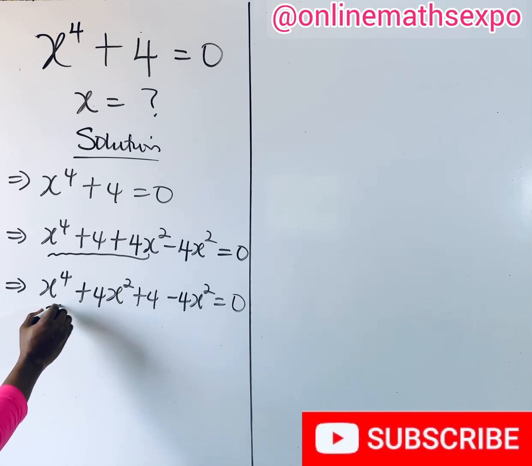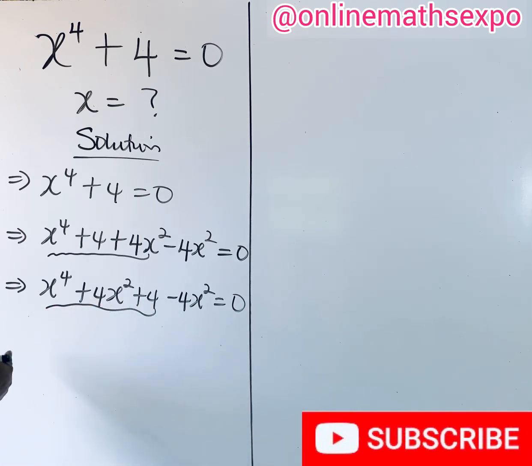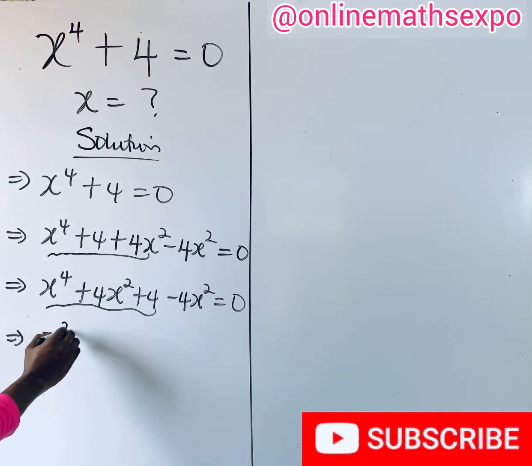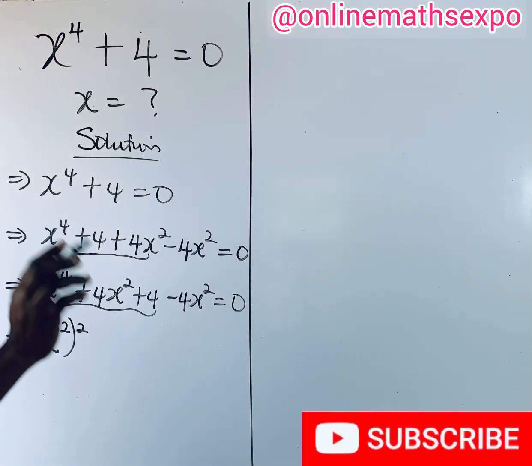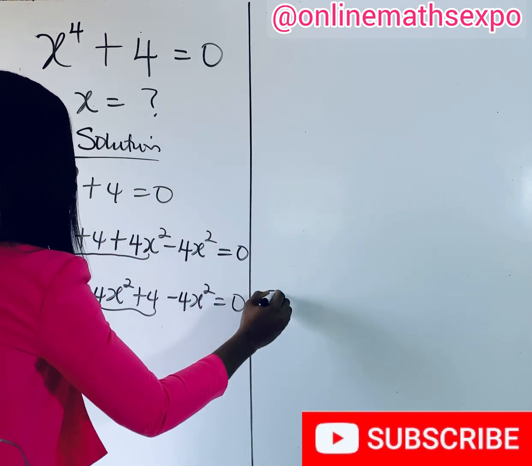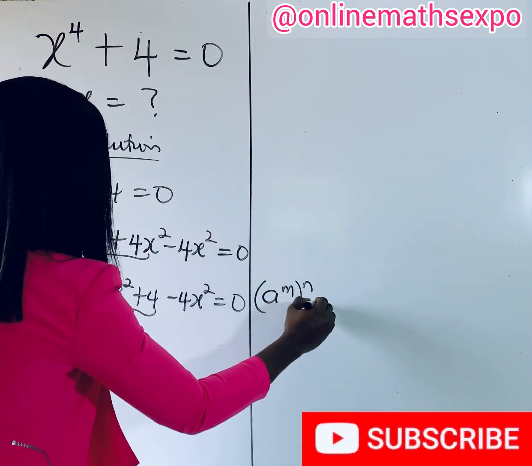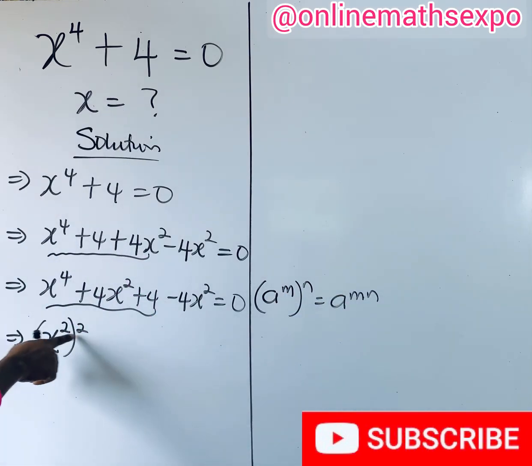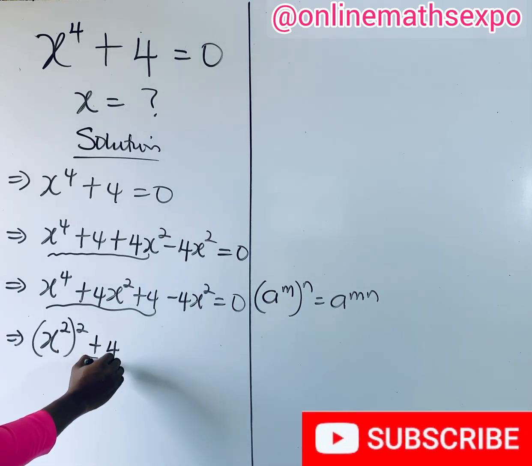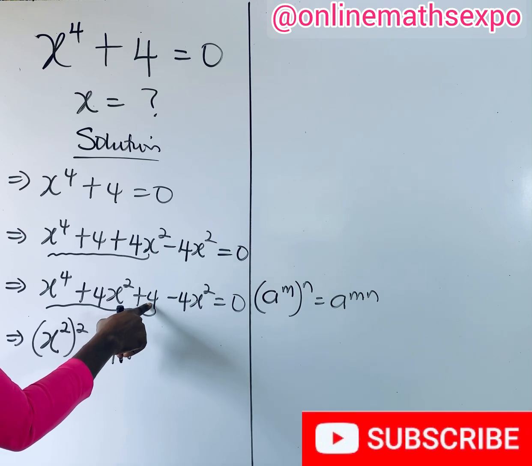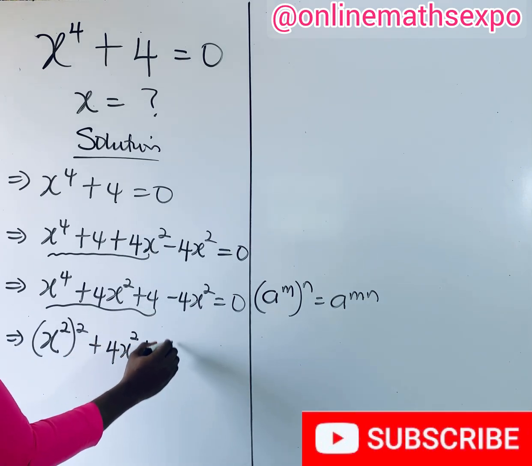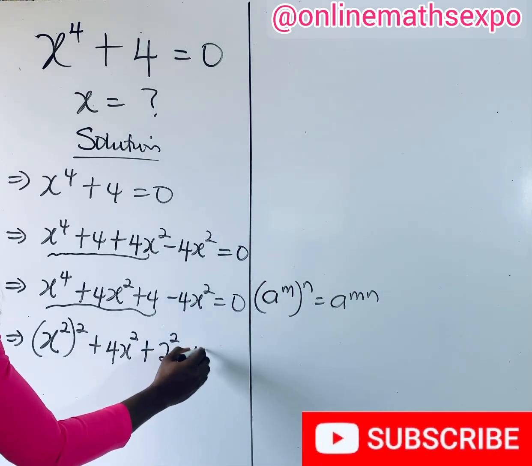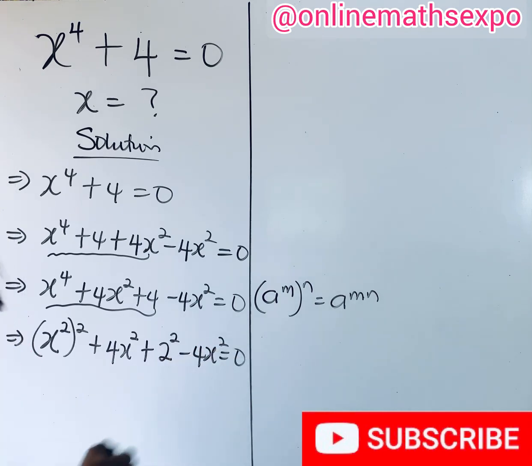Now, like we said, let's form a perfect square with this. To do that, this is to be rewritten as x squared raised to power of 2. Just remember that if you have a raised to power m raised to power n, it is a raised to power mn. The powers will multiply. So when you multiply this, it gives you back 4. Then plus 4x squared. For this 4, we can rewrite it to be 2 raised to power 2, minus 4x squared is equal to 0.